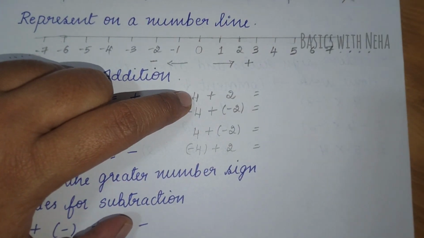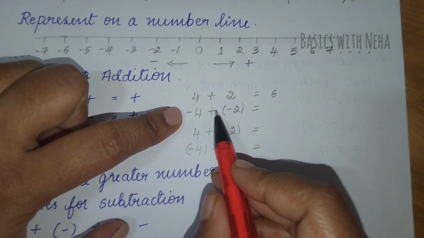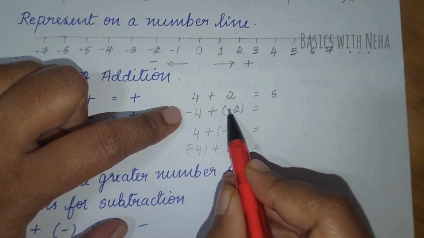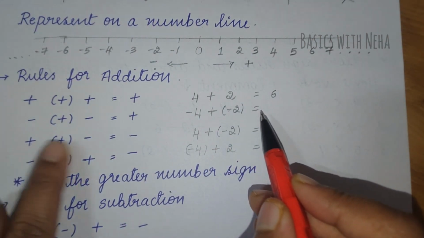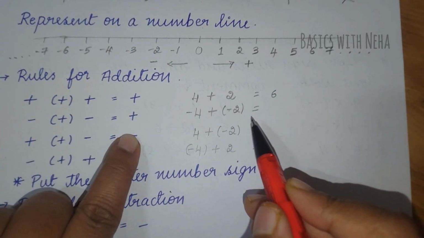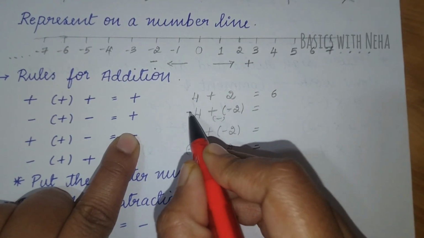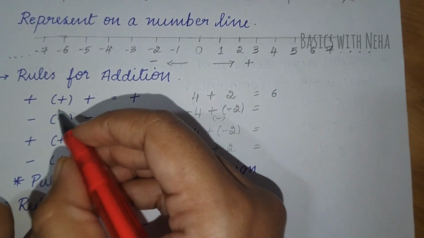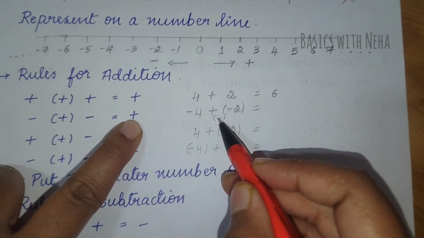So here 4 plus 2 is direct. We can write it as 6. Now we have signs that we have to solve. So we have a positive sign and a negative sign, that is plus minus is minus. How do we know that plus minus is minus? See, plus minus is minus. So I know that this is minus here. Now what I'll do? Minus minus is plus. Don't worry about these signs here in between. Minus minus is plus.